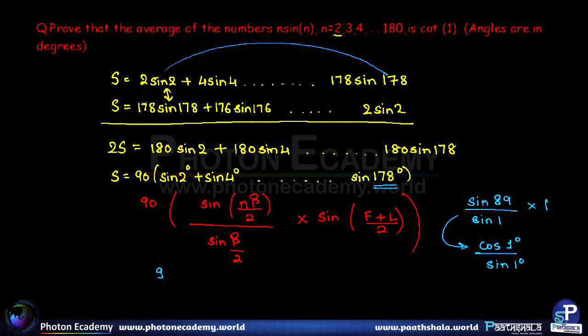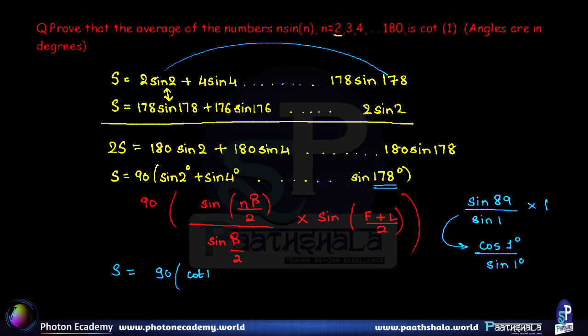So here we have S is equal to 90. Cos upon sine is cot. So we can simply write cot of 1 degree. And this is the sum. If we have to find out the average, we have to divide by 90. So dividing by 90, this will go and we are left with just cot of 1 degree. Therefore proved.